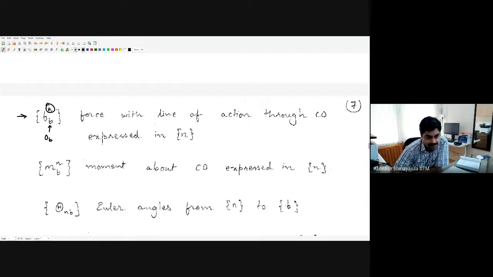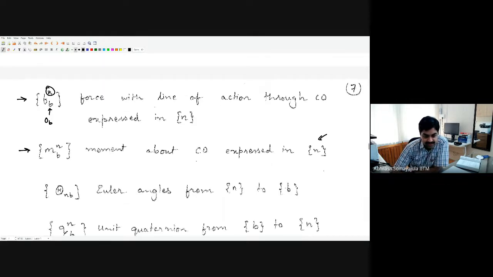Similarly, the moment is denoted as MNB, and represents the moment about the O point or the B frame, expressed in the N frame. The vector is expressed in the N frame. Is that making sense? Yes.